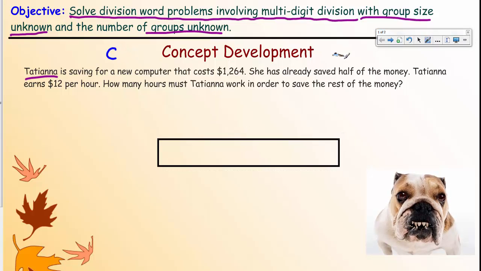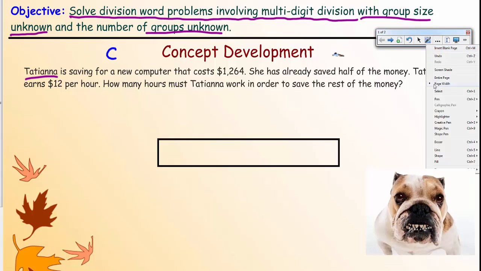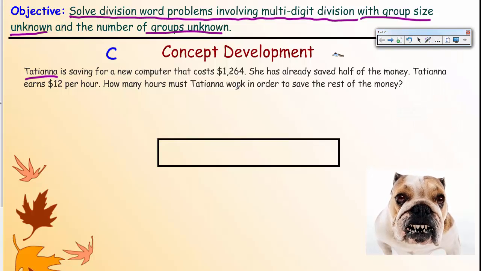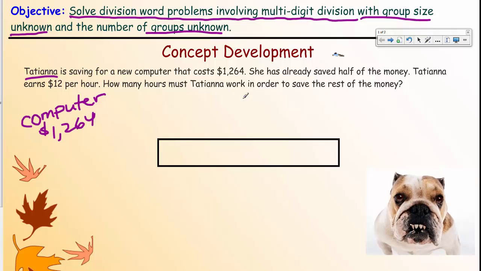Okay, so first thing we could probably do is reread the problem, getting a good understanding here. Tatiana is saving for a new computer that costs this amount. So you'd be thinking to yourself, okay, Mr. Wara, I think I understand that, and that's good. Not necessary to write all this down, but maybe you want to because that's going to help you understand it better. It says she's already saved half of the money.